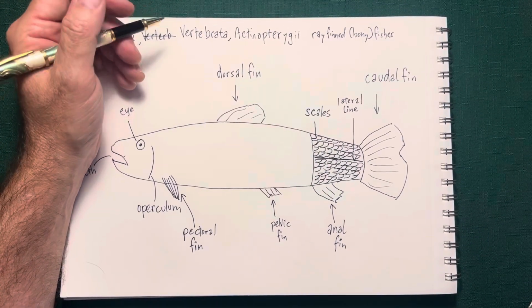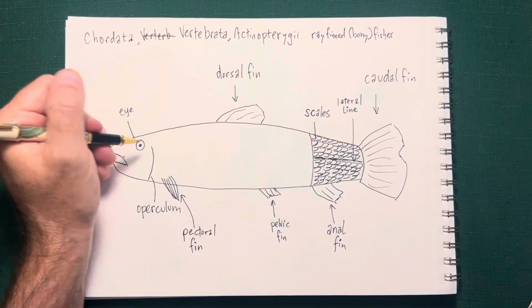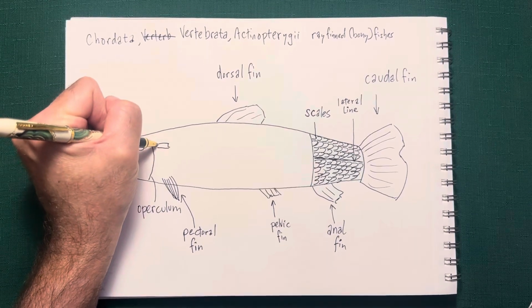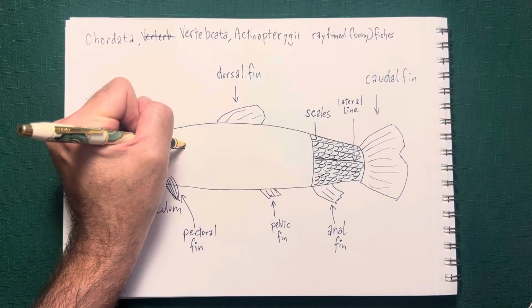Okay, so we're not going to draw in the complete skeleton, but we are going to draw in some of the most important bones in the skeleton. I mean, all bones are important. You don't want to be missing any bones in particular.